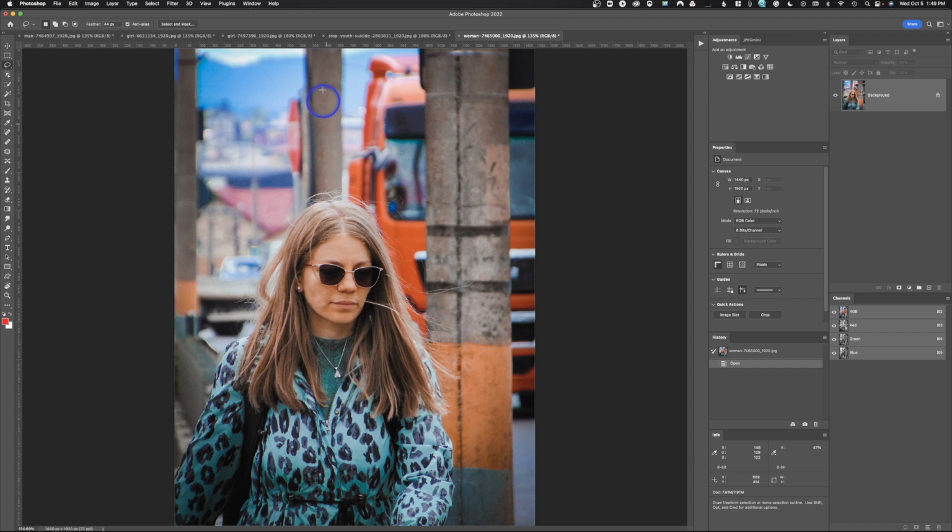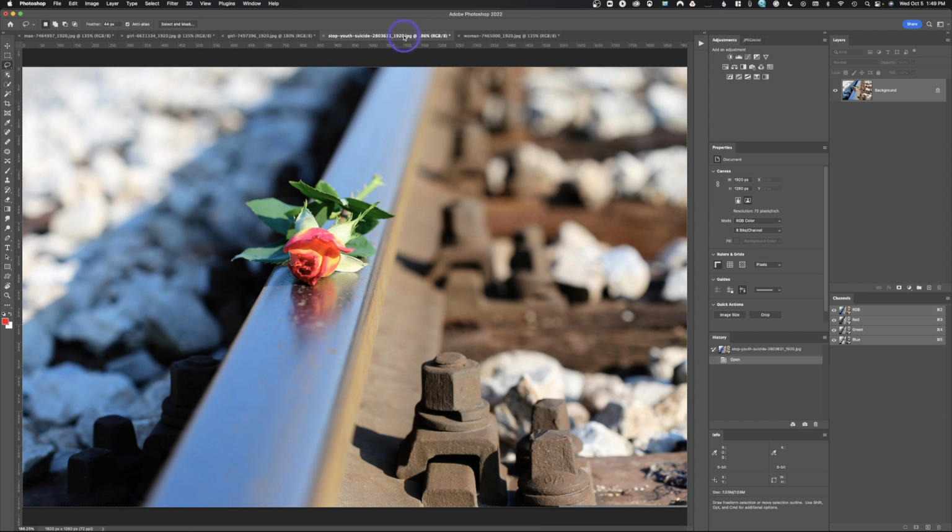So notice we've got a nice pole coming out of her head. We've got this ugly orange truck. We've got a stop sign, and we've got a whole bunch of busyness going on with all these different textures. Plus, she's wearing a busy shirt. So there's just so much going on in this image, it makes it difficult to look at.